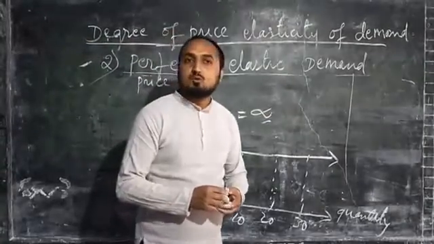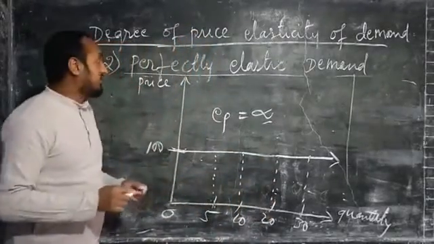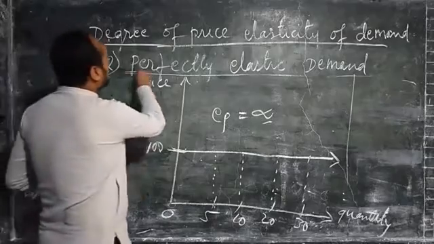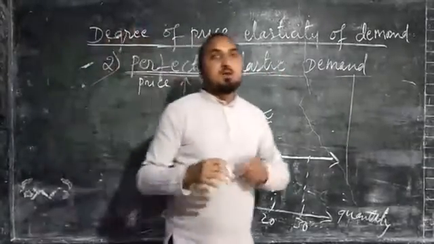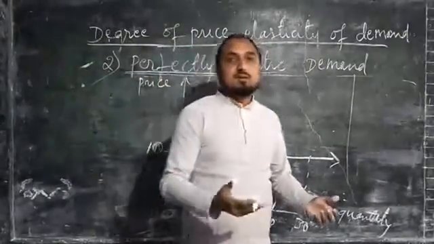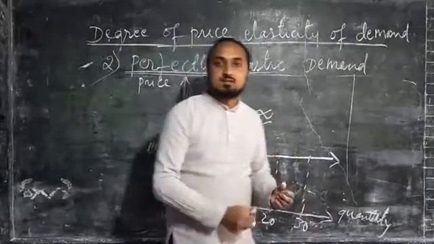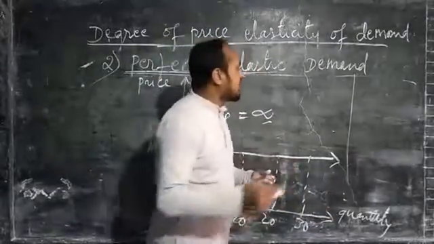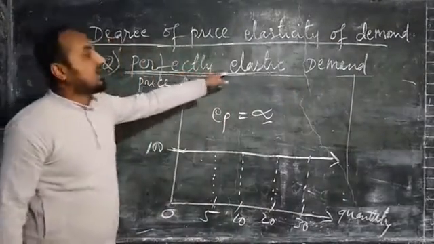Now we have to know which commodity will fall under this category. Which commodity will fall under perfectly elastic demand? Especially luxury goods come under it. It may be different types of durable goods, electronic gadgets, book, pen, pencil, even eatable items. These are all examples of perfectly elastic demand.